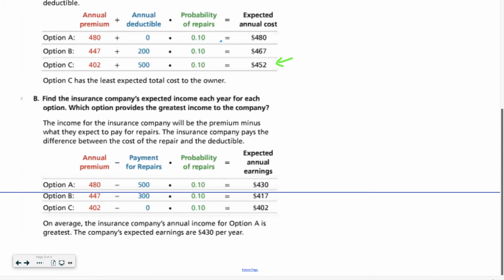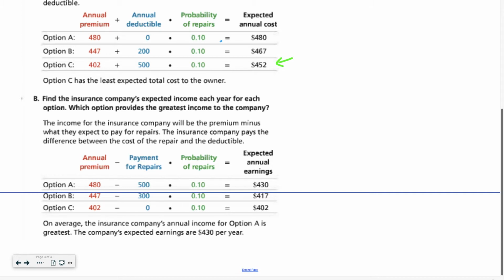Letter B, find the insurance company's expected income each year for each option. Which option provides the greatest income to the company? Okay, so first we looked at you as the consumer. Now let's look at it from the company's perspective. So the income for the insurance company will be the premium. So remember, the premium is what you pay them no matter what, minus what they expect to pay for repairs.